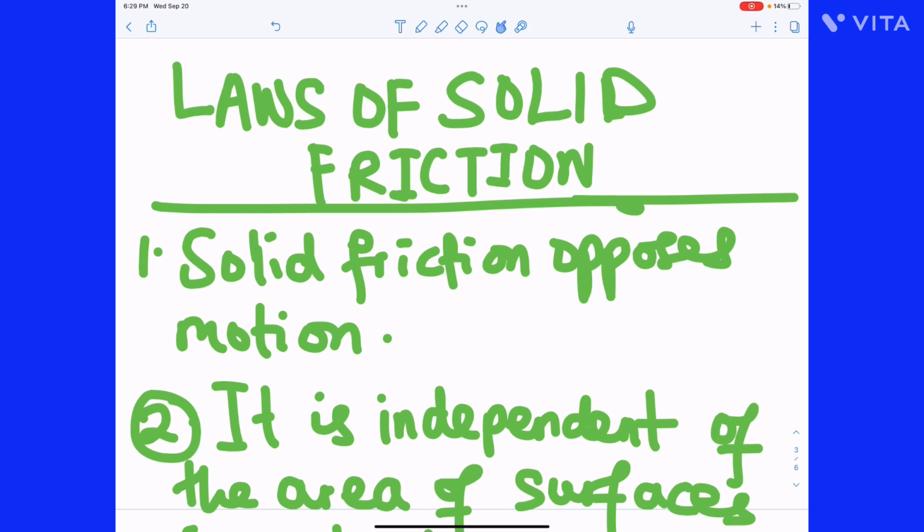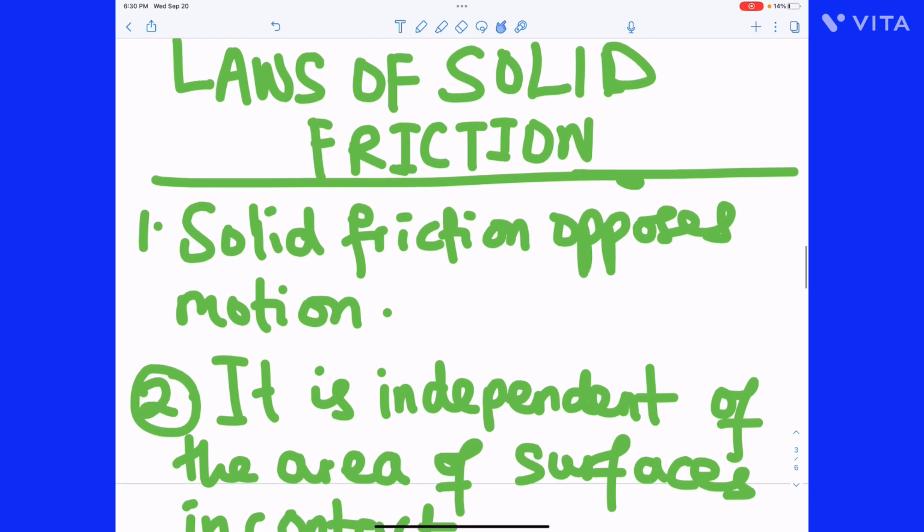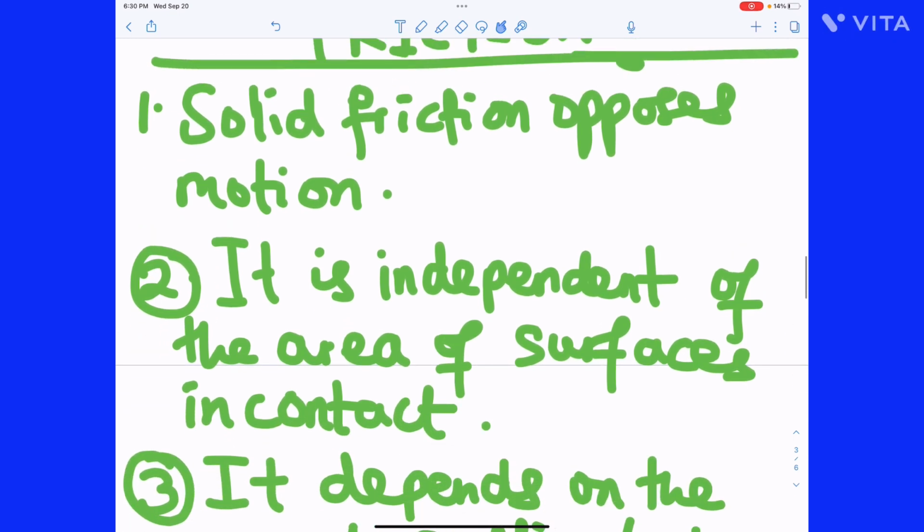Now, laws of solid friction. The following are some of the laws of solid friction we are required to know. First one is solid friction opposes motion, or you can simply say friction opposes motion. But because we are looking at solid friction here, that's why I'll be mentioning that once in a while. It's nothing special. Okay, friction opposes motion.